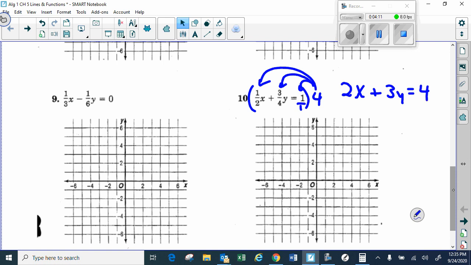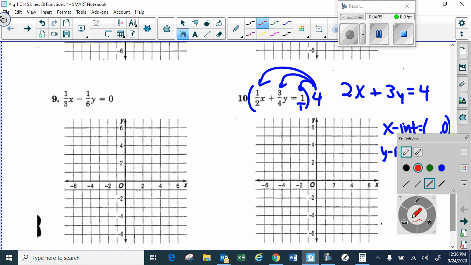Okay, now you could go ahead and put it in slope-intercept form, solve for y. Or I could go ahead and use, since it's in standard form, the two easiest points to plot in standard form are the x and y intercepts. So x-intercept, remember, is when y is 0. The y-intercept is when x is 0. And I solve for the y.